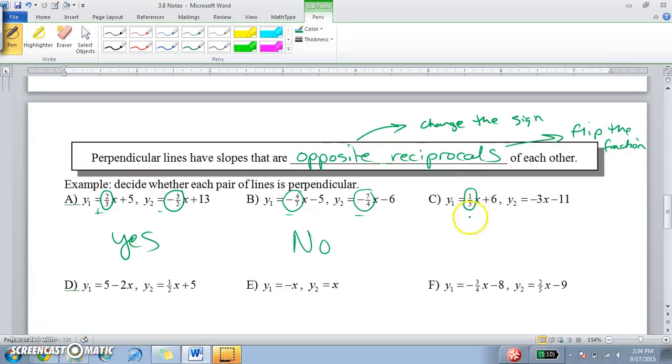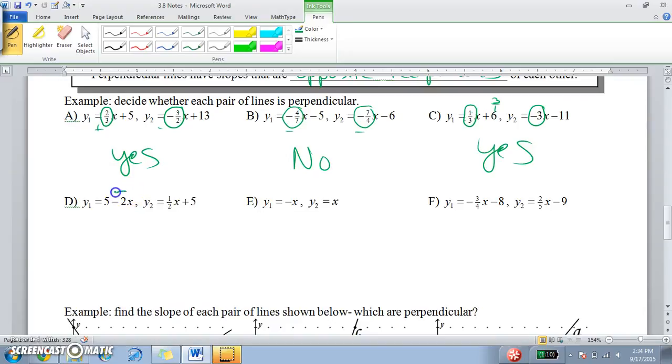Here, I've got positive 1 over 3 and negative 3. So one's positive, one's negative. Now are they reciprocals? Well, the reciprocal of 1 over 3 is 3 over 1, which is the same thing as just 3. So positive, negative, reciprocals. Yes, perpendicular.